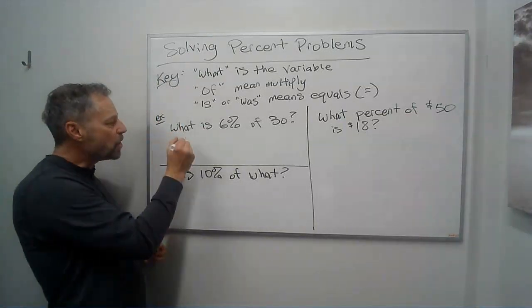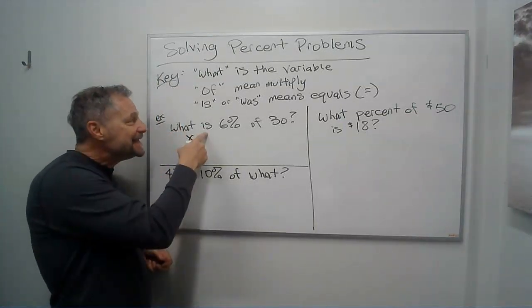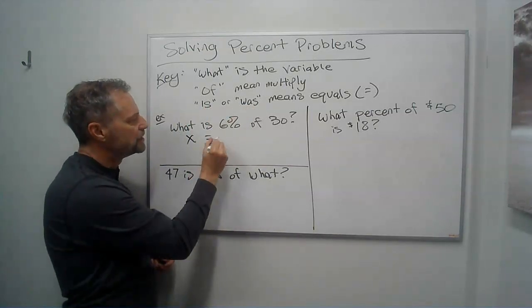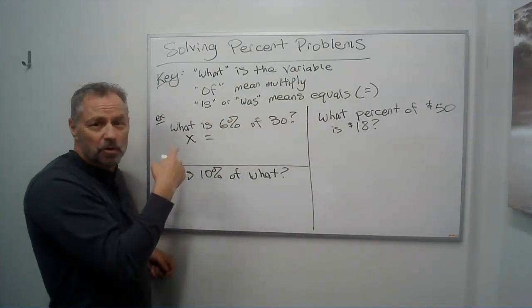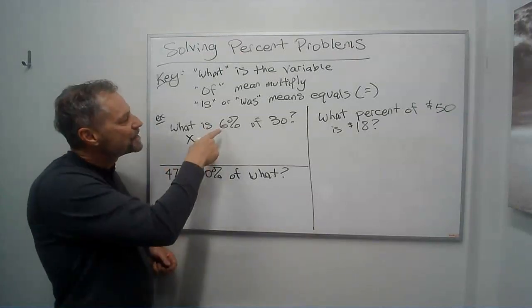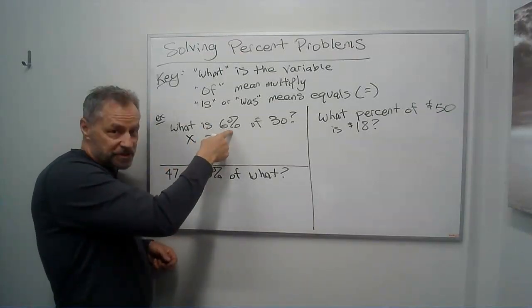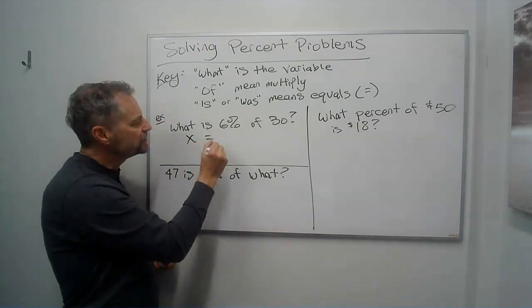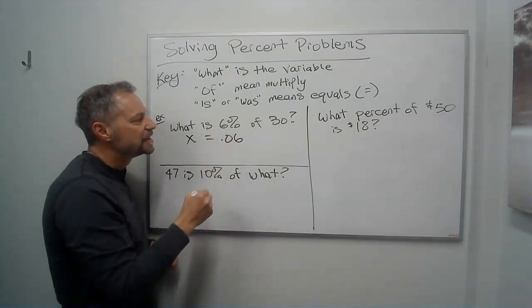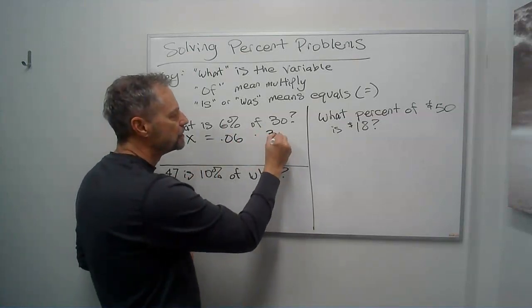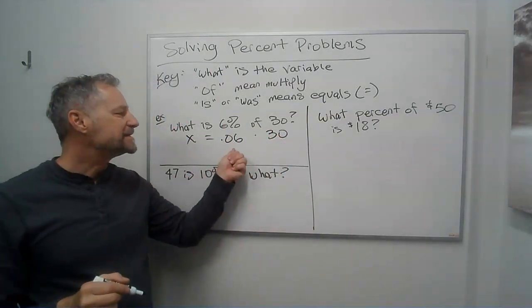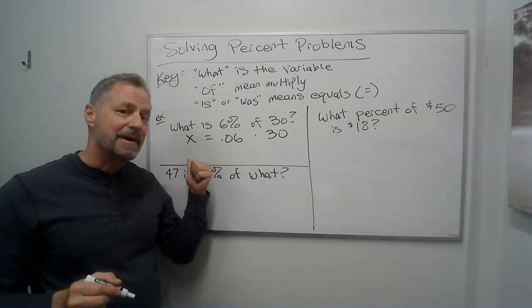Okay, so they say what? Okay, that's my variable. Is, that's equals. 6%, let's change that to a decimal so that we can work with it mathematically. So to get rid of the percent sign, remember move the decimal 2 to the left. So I'll go 0.06 of, that means times, 30. So it's just 0.06 times 30. That's going to give me my answer.